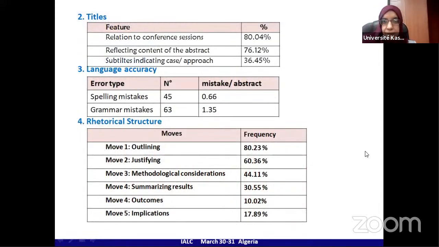Well, the second criterion is the title. There are features which should be considered when writing titles. Relation to conference sessions. You see the various percentages here. 80.04% of abstracts are related to conference sessions. 76.12% reflect the content of the abstract.